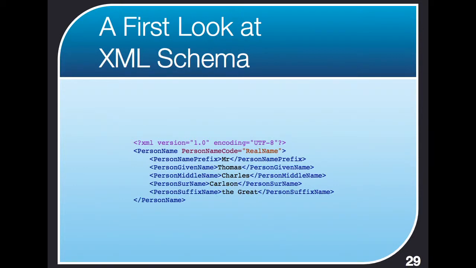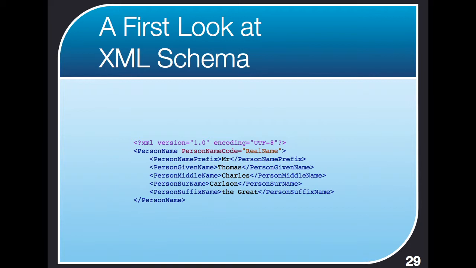So here's our little instance document that validates against that XML schema we just took a long look at. And as you can see, it's pretty simple. It's got a declaration at the top, a person name element as the root, and it has an attribute, as well as 5 elements inside of it.